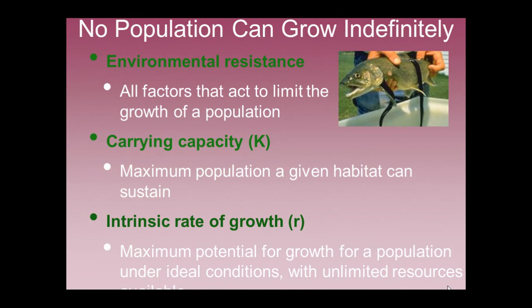Intrinsic growth rate is the maximum potential for growth of a population under ideal conditions if they have unlimited resources available to them. So that would be a high number of births and a low number of deaths. Under less than ideal conditions, when resources are limited, the population's growth rate will be lower than its intrinsic growth rate because individuals will have fewer offspring and the number of deaths will increase.